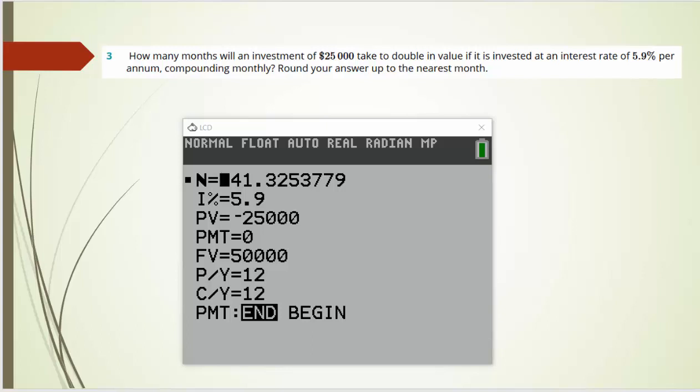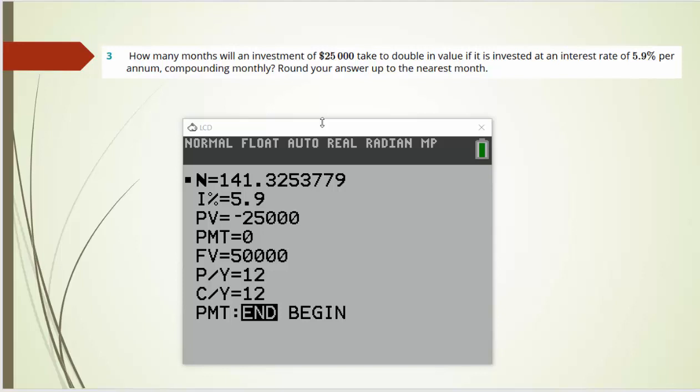According to the textbook, the answer is 142 months, which means that we have to round it up because it's going to be 141 and a bit months, so your very last repayment will be a small amount. You can even use this calculator to find out how much that last repayment is. It says round your answer up to the nearest month.